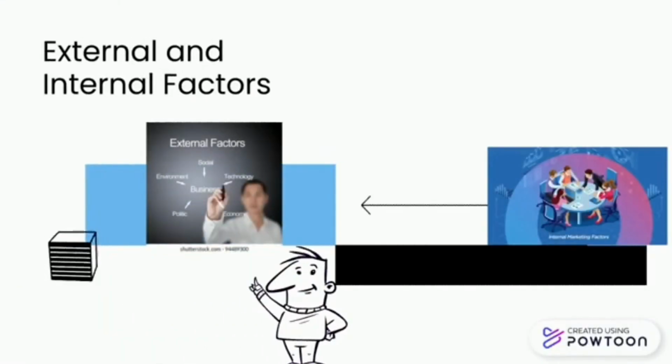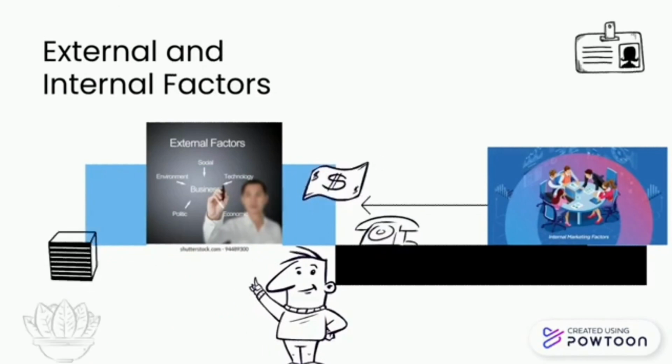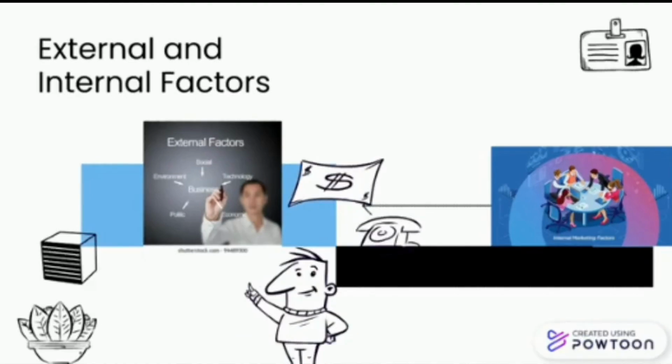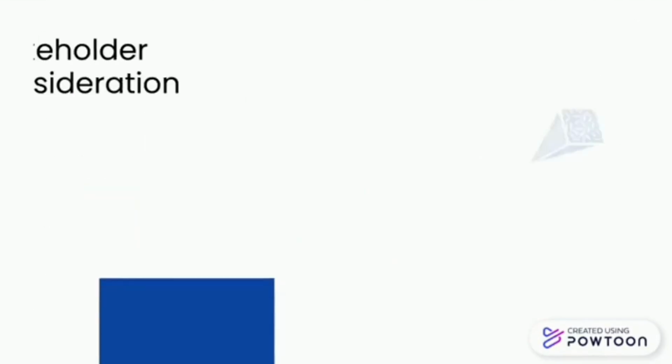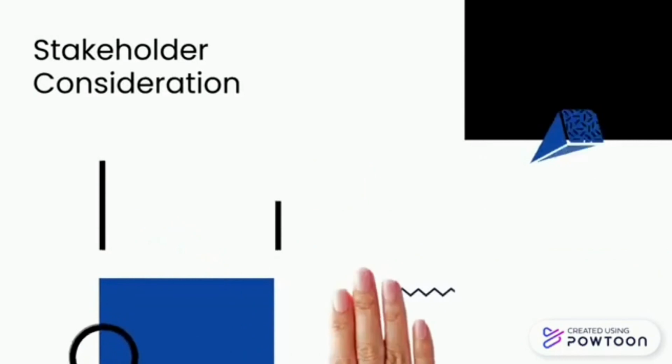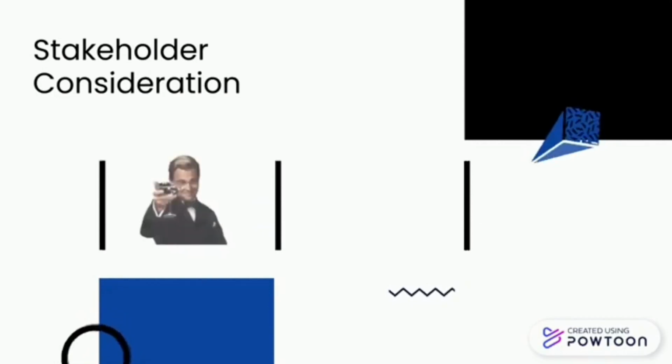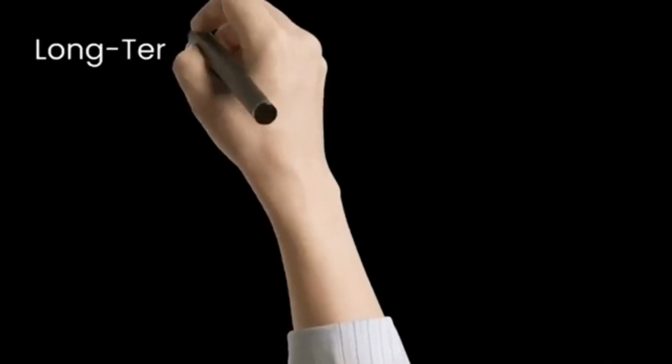Considering external and internal factors is like checking the weather before a journey. External factors like market trends impact our path, while internal factors such as strengths and weaknesses shape the journey itself. Stakeholder consideration. Stakeholders are our travel companions on this journey. Understanding their needs and expectations ensures a smoother ride and strengthens our relationships along the way.